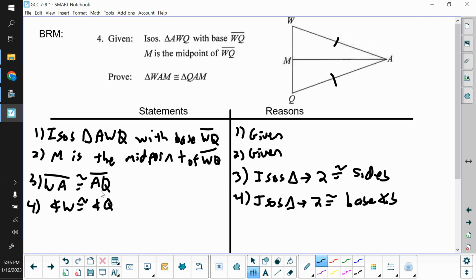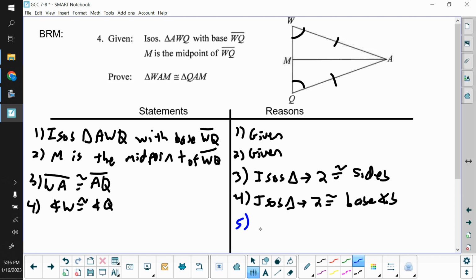We said something was congruent in our proof, so we can go ahead and mark it up in our picture. We'll put our arcs for angle W and angle Q, showing that they are congruent. So we've used that first given as much as we can. We'll go on to that second given.